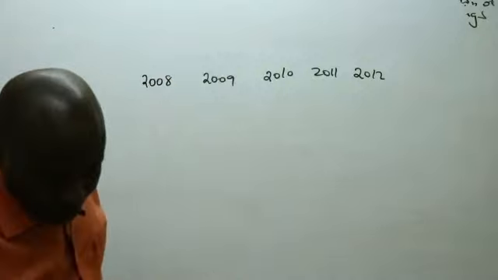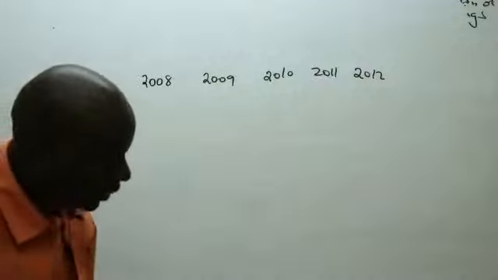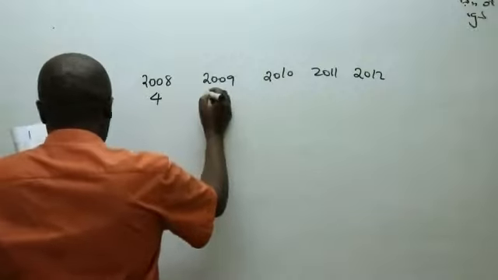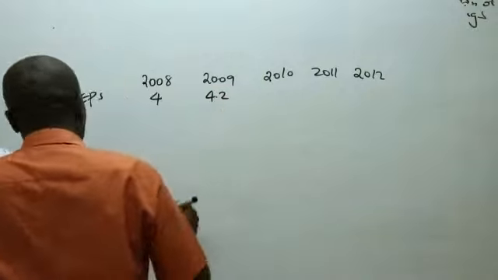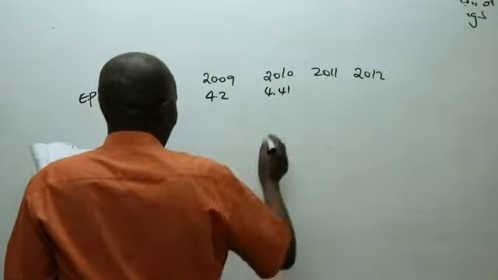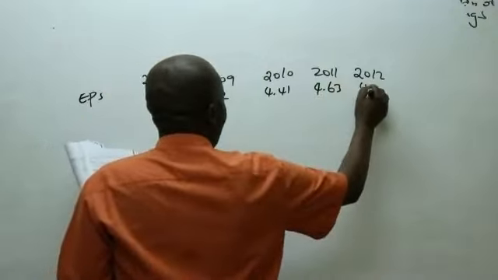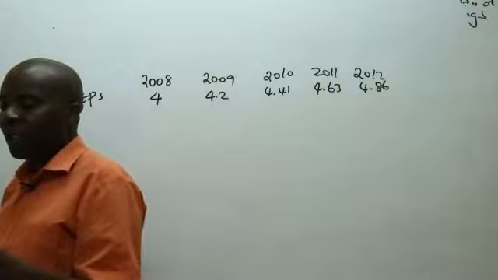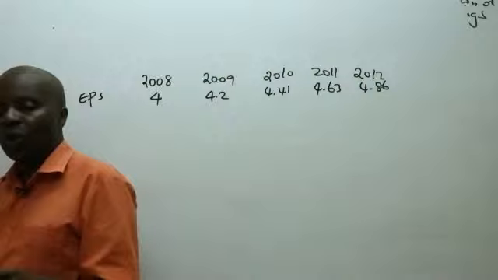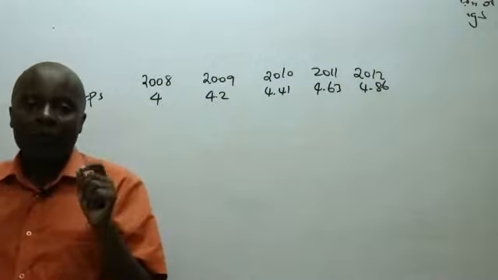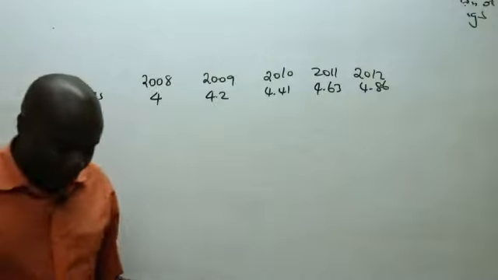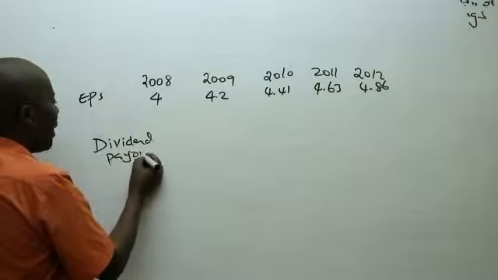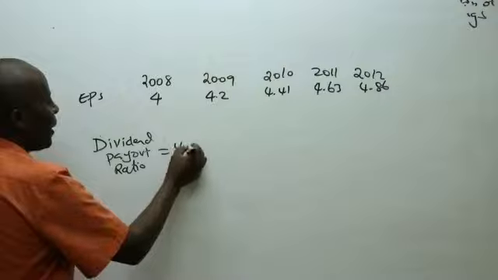They have given us the earnings per share, EPS: in 2008 we have 4, 2009 we have 4.2, 2010 we have 4.41, 2011 we have 4.63, 2012 we have 4.86. And then they have given us that the company maintained a constant dividend payout ratio of 40%. So the dividend payout ratio is 40%.